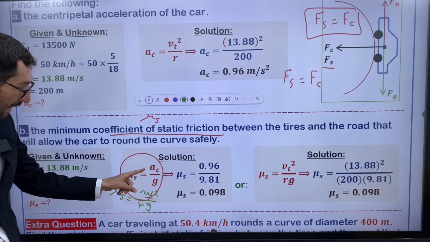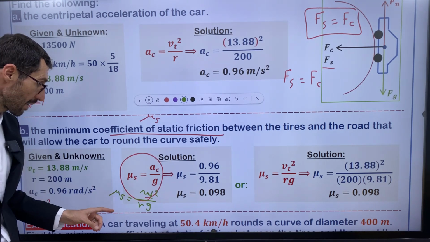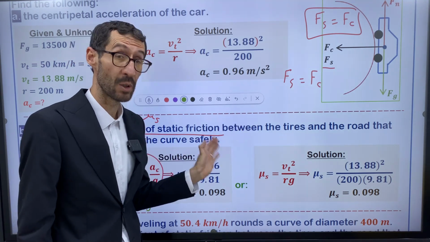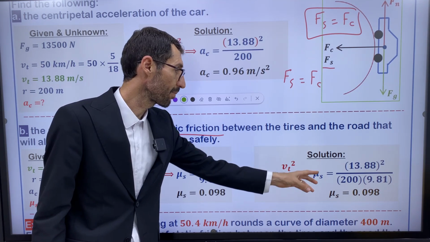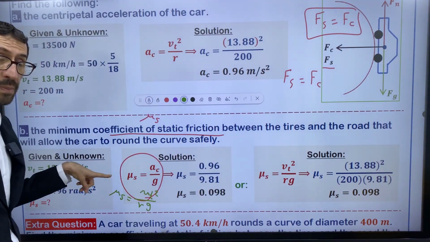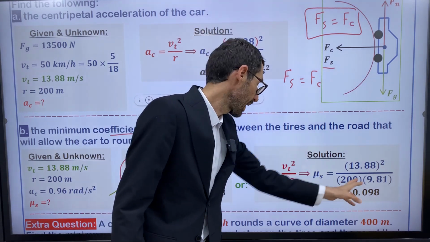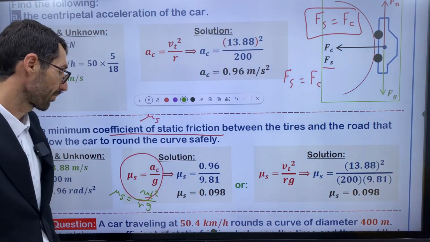If you memorize this rule, this is the main rule for finding mu s. You can find another form of mu s. Vt square over Rg, Vt 13.88 meter per second square divided by R 200 and G 9.81, and you get the same number, right?